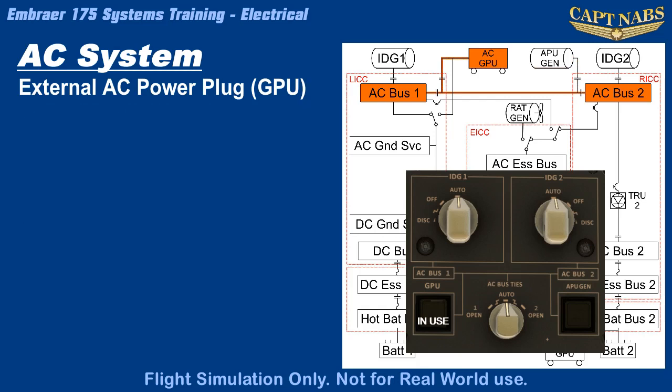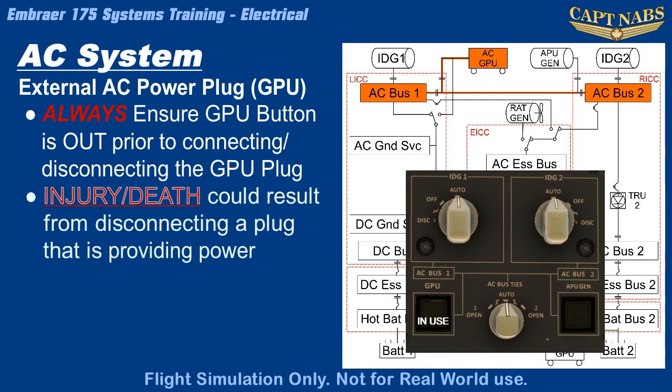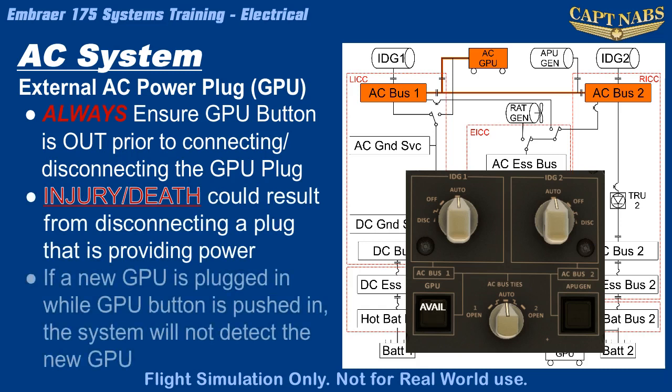For the safety of the ground crew, it is imperative to ensure the GPU button is pushed out before the GPU plug is connected or disconnected. Otherwise, if other sources fail unexpectedly, the electrical system could attempt to connect the GPU while it is being plugged or unplugged, resulting in dangerous electrical discharges. Failure to do so will also prevent the electrical system from detecting a subsequent GPU connection until the button has been cycled off to reset the GPU quality detection system.